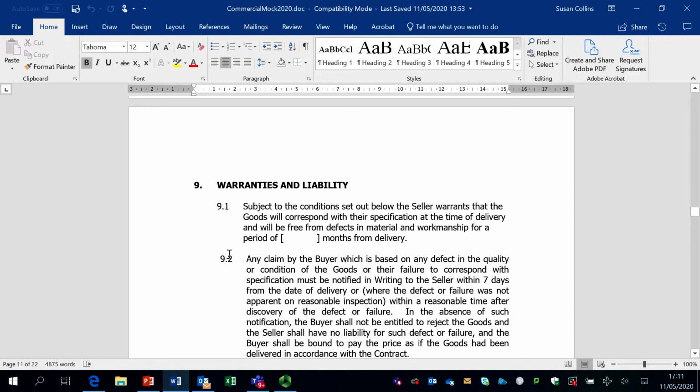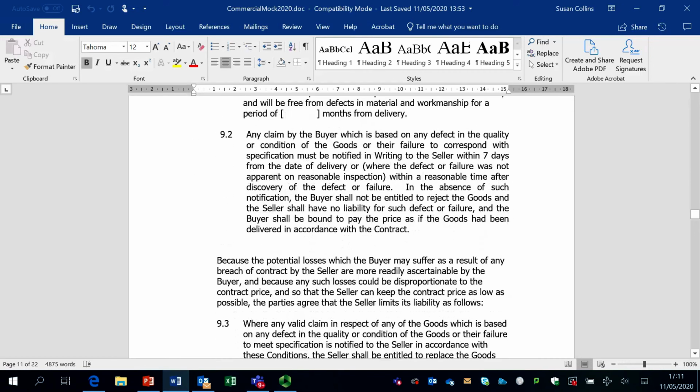So that's 9.1. Then let's move on to talk about 9.2. 9.2 goes on to say that claims based on defects must be notified within 7 days from the date of delivery in writing. So I guess there's a question here, was that complied with?